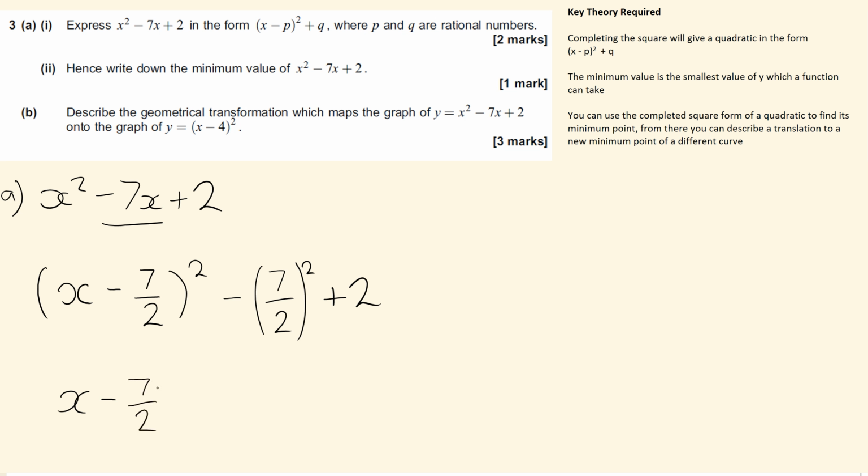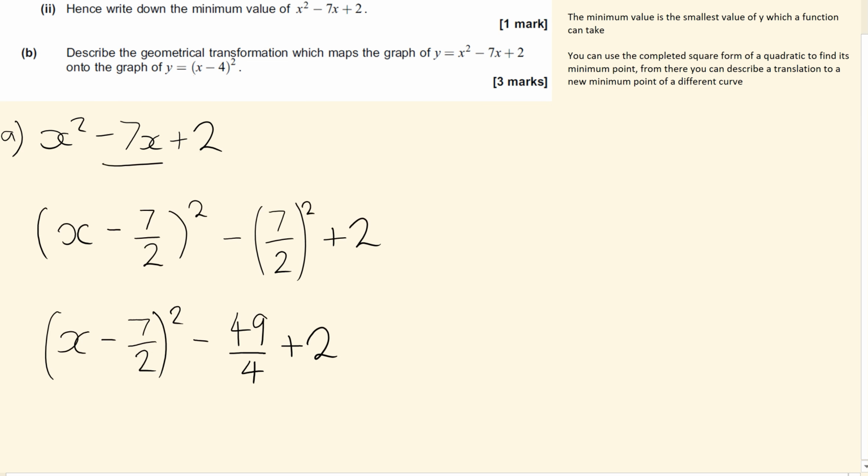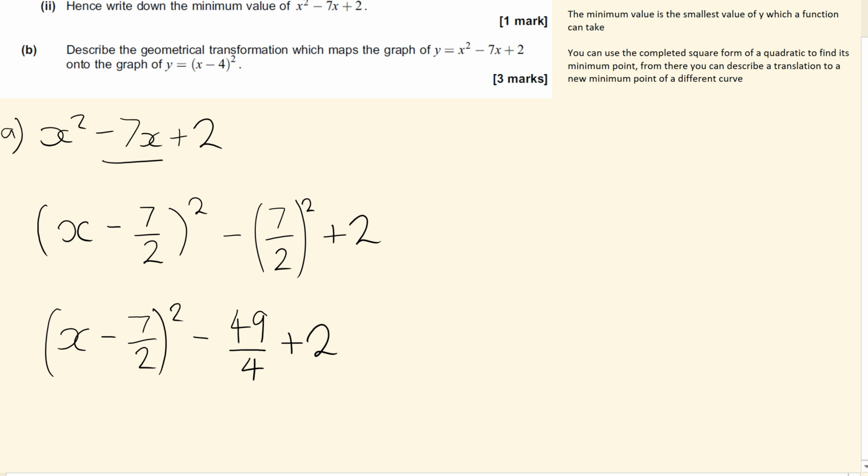So I've got this bit inside my bracket. I'm taking away 49 quarters and I'm adding on 2. Continuing with what we need for Core 1, we need to be able to do this fractional calculation here. So I'm going to rewrite 2 as 8 quarters. So I can see that this is x minus 7 over 2 all squared, and minus 49 plus 8, minus 41 quarters.